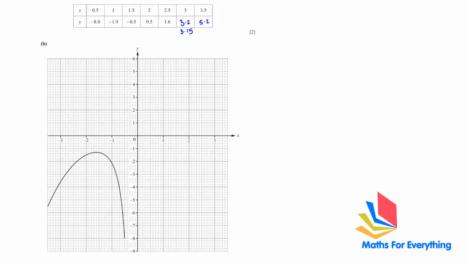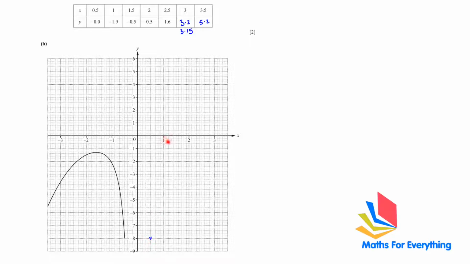Before we start plotting, let's see that 2 squares make 1. So 1 square is half. And on the y-axis, we have 5 small squares between 1, so it means each square is 0.2. So the first point is 0.5, negative 8. 0.5 is here and negative 8 will be here.